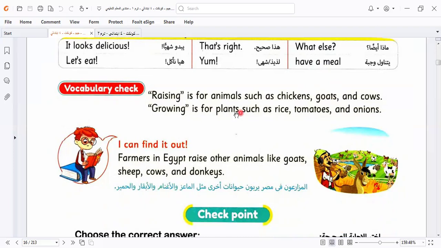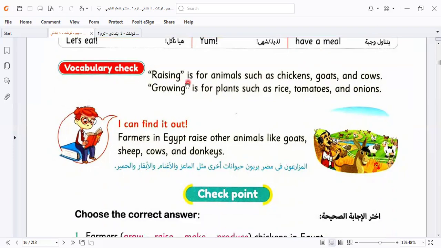Here we have the difference between raising and growing. I explained this before in the videos. If you turn to the videos, you can see it also. But here the book makes details about raising and growing, and I would like to explain from here because it's easier to know.